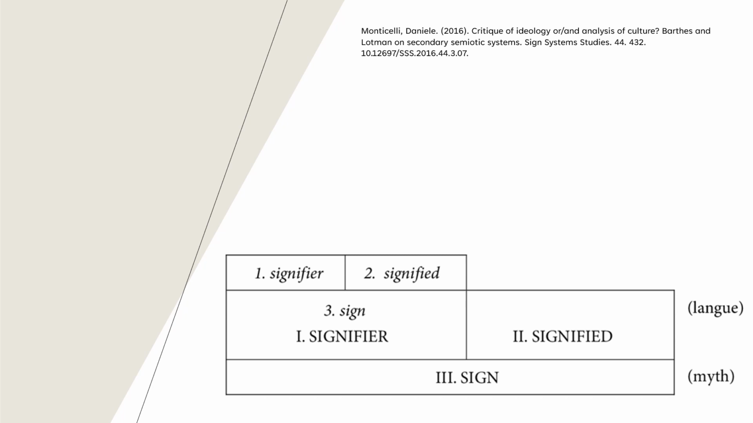A sign is composed of two parts: the signifier, which is the physical form or representation of the sign, such as a word, image, or sound, and the signified. This is the concept or meaning associated with the signifier. As an example, this is a more or less universal image of men and women, and when we see it, we know that it means bathroom. The signifier is this specific image, and what it signifies is washroom.